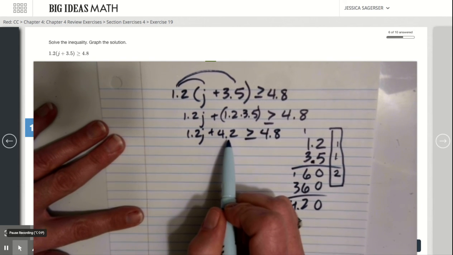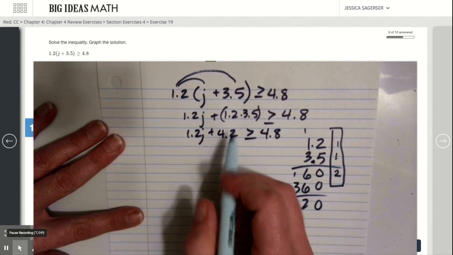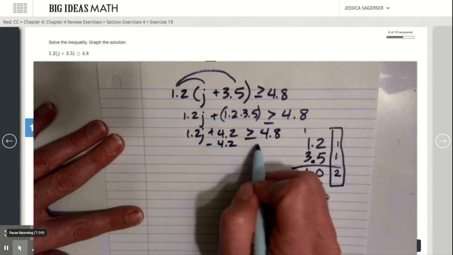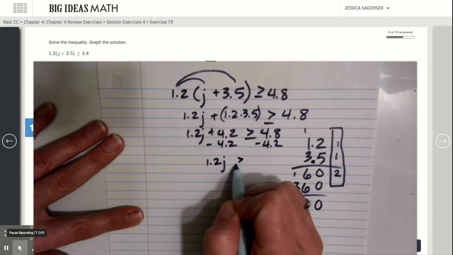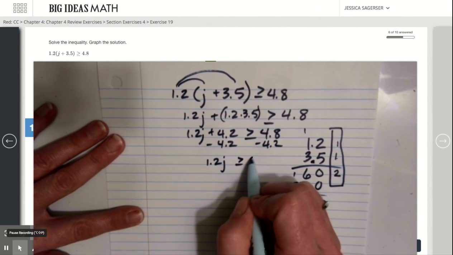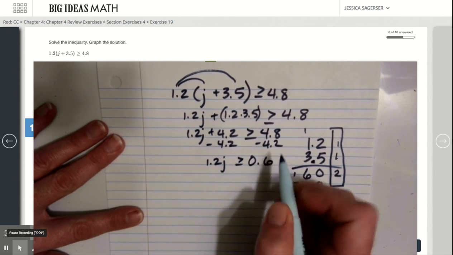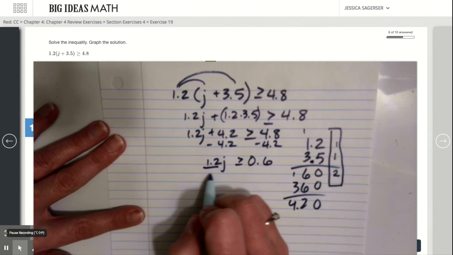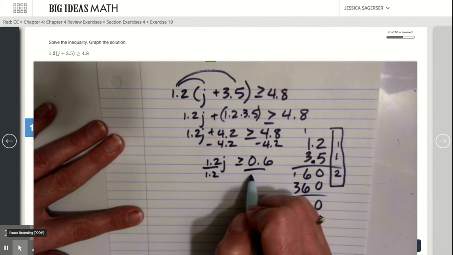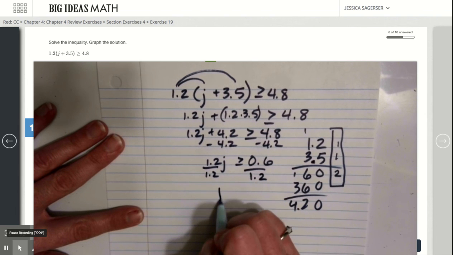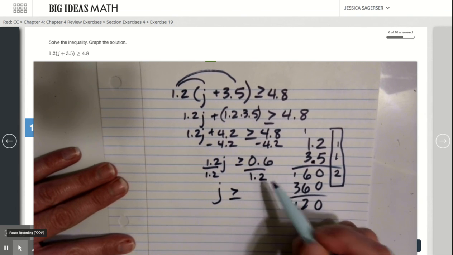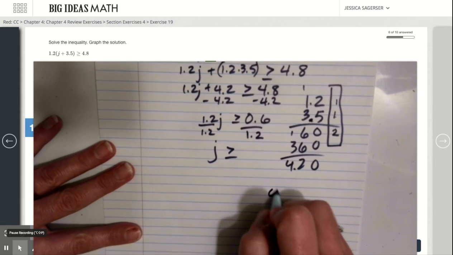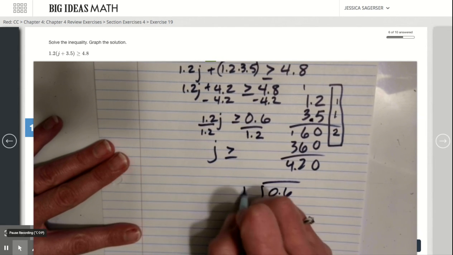So now we're going to add or subtract whatever's on the same side as our variables. We're going to subtract 4.2 from both sides. 1.2j is greater than or equal to, this would be 0.6. Now we're going to divide both sides by 1.2. Divide by 1.2. J is greater than or equal to, oh dear, I can't do that in my head right now. So we're going to go 0.6 divided by 1.2.